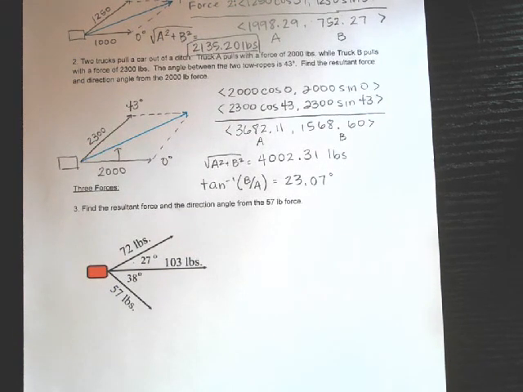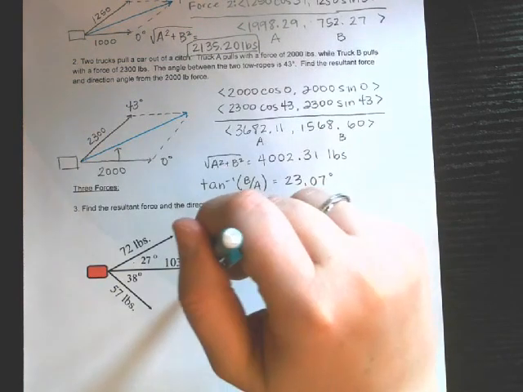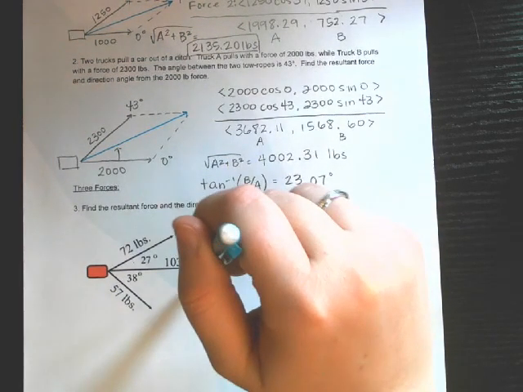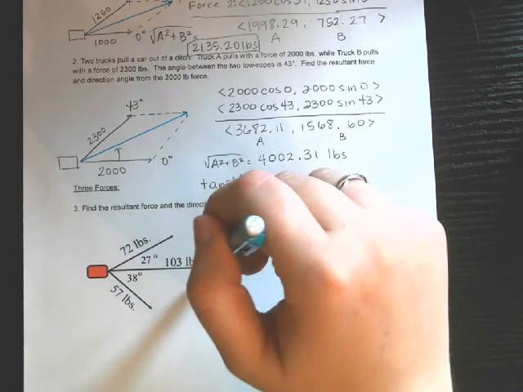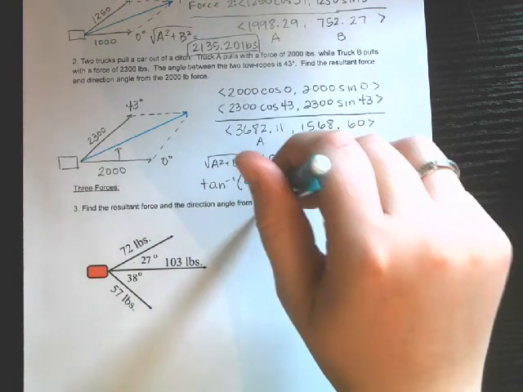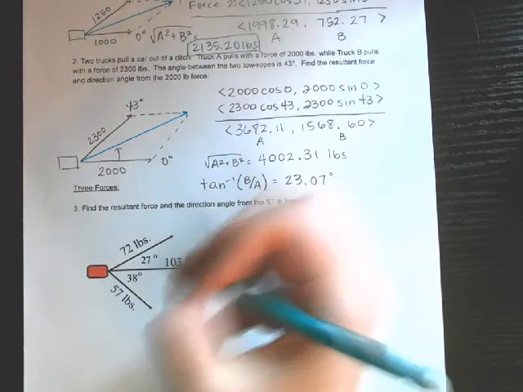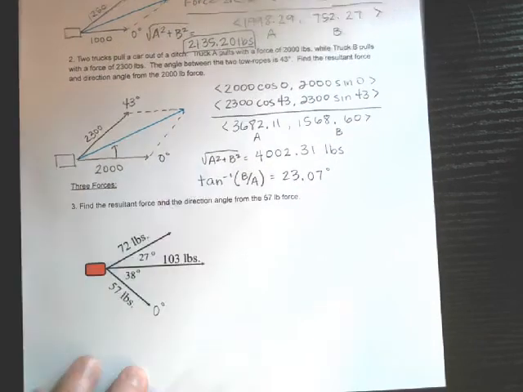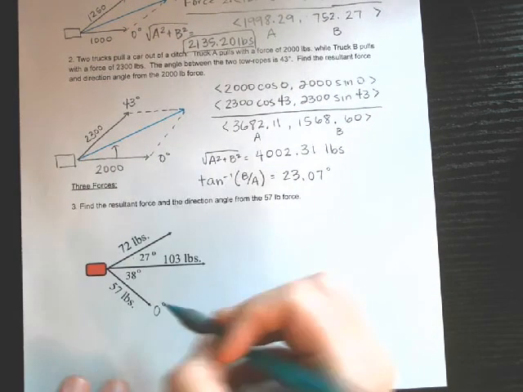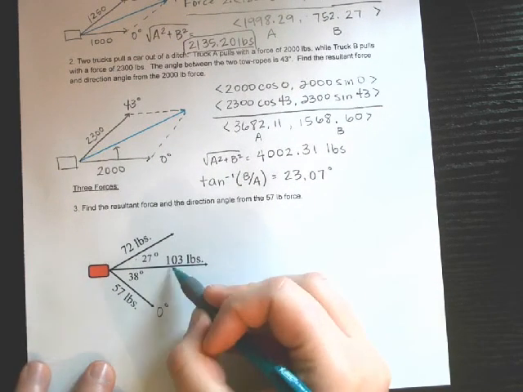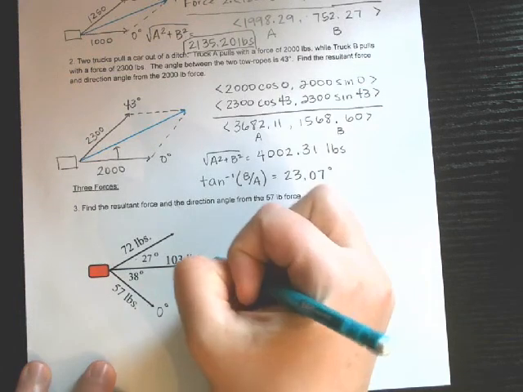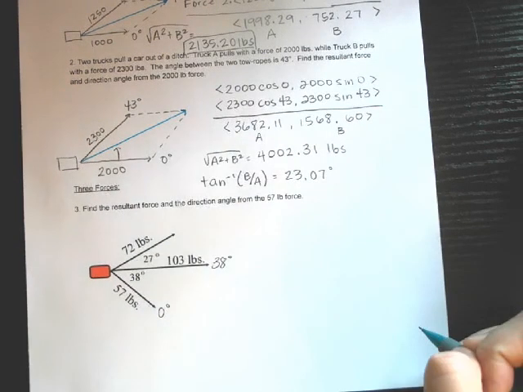Okay, the last one, we're going to do this problem together right away. This is going to be three forces now. When we look at these three forces, we want the resultant force, so I want the magnitude, and the direction angle from the 57-pound force. Now, since this one is a horizontal line right away, a lot of people want to make this 0, but since I want the direction angle from the 57-pound force, this one is going to be my 0 degrees.